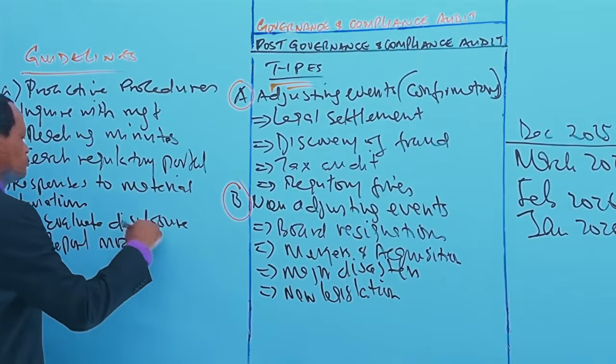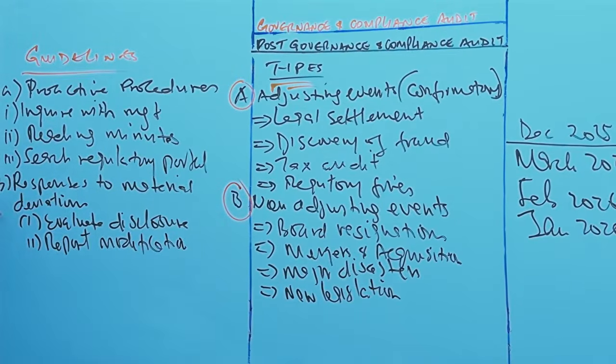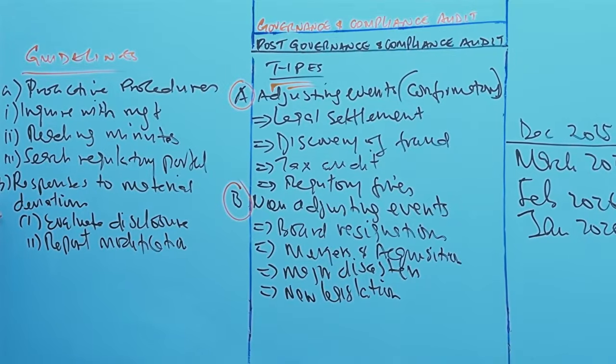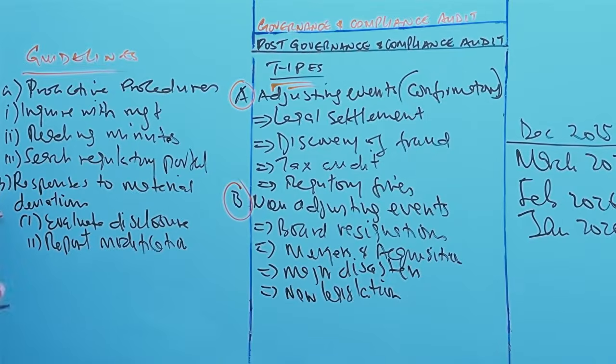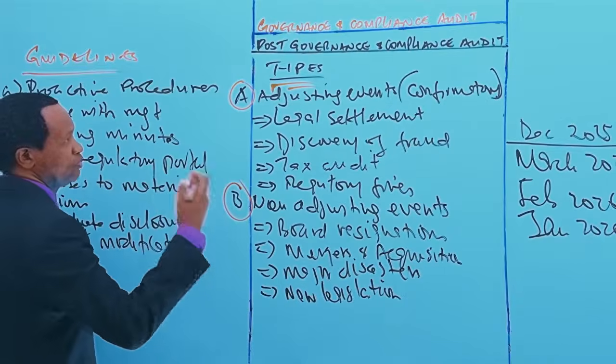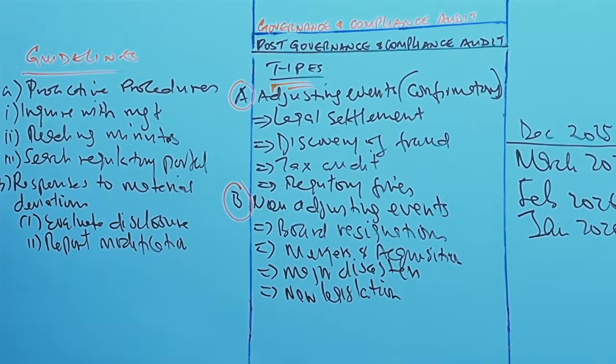Report modification. What do we mean by reporting modification? That means that if the event indicates a systemic failure in governance, like massive fraud uncovered post-audit, then the auditor may need to modify the governance and compliance opinion. To modify the opinion if it is significant. That's a very important guideline.